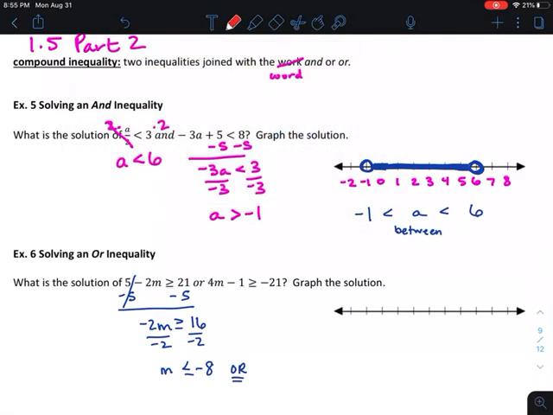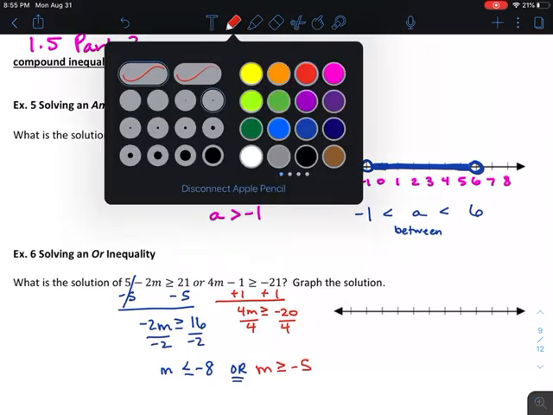To get m all by itself, we add 1. We have 4m is greater than or equal to negative 20. Dividing by a positive 4 means m is greater than or equal to negative 5. I did not need to flip my inequality sign because I did not divide by a negative. The number on the bottom is what you check for the sign switch. Now let's take this to our graph.